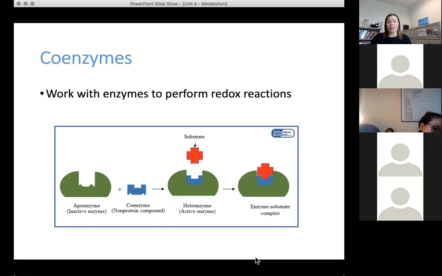FAD is the other one, and it's very similar. FAD is the oxidized form where it doesn't have electrons and hydrogen ions, but it can be reduced. So you can give it electrons and hydrogen ions, and when you do that, it's called FADH2. It has the H's on there, so you know that's the reduced form of it. FADH2 contains the potential energy to eventually form 1.5 ATP molecules.